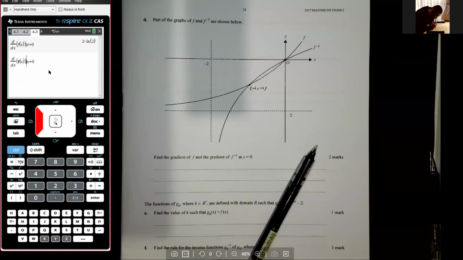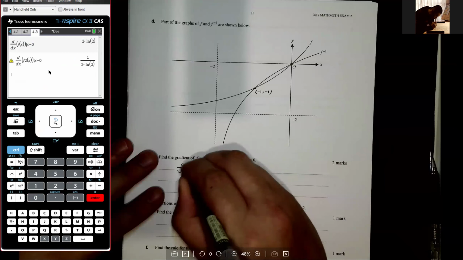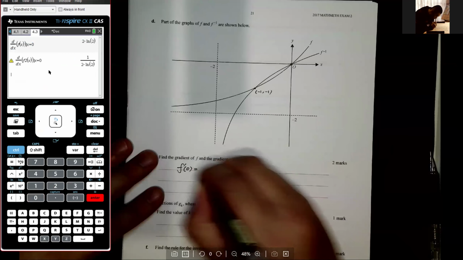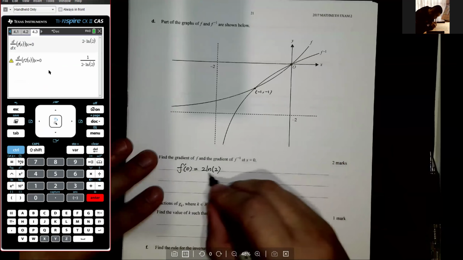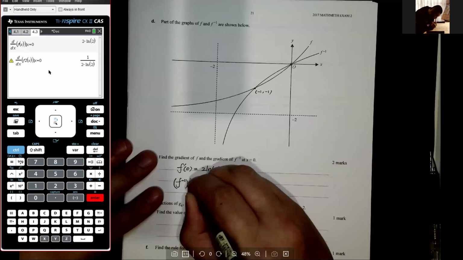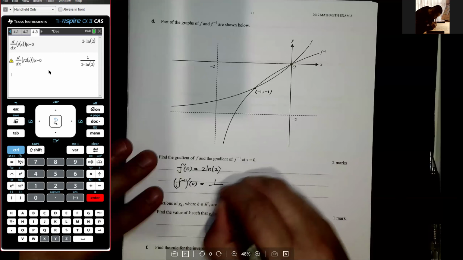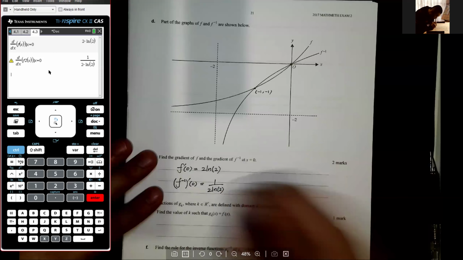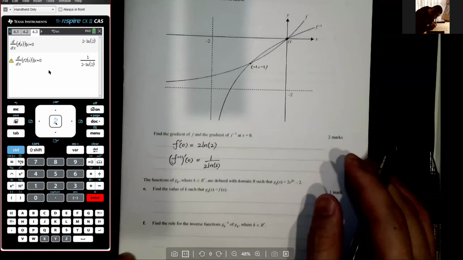And if I use the second function, that's f2, my inverse, that's 1 over 2 natural log 2. We say f dash of 0 equals 2 natural log 2, or if you wish, you can say natural log 4, etc. For f inverse, we put a bracket around it, put a dash here, 0. That is 1 over 2 natural log 2, okay? I believe it's 1 mark for each. Very easy calculator application.